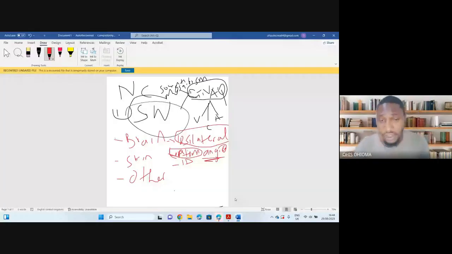So they have that thing called port wine stain, right? Port wine stain. So the most important presentation you must know for Sturge-Weber basically is the port wine stain. That is the most high yield thing you need to know. So that picture I showed you earlier on, you need to know that.